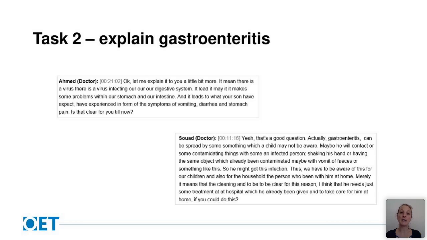The doctor on the right, as we looked at before with appropriateness, this is a little bit formal. It's talking in the abstract of a child might do this, or you need to do this for the household, rather than relating it to the actual parent or child which is in front of them, which the doctor on the previous slide managed so much better.